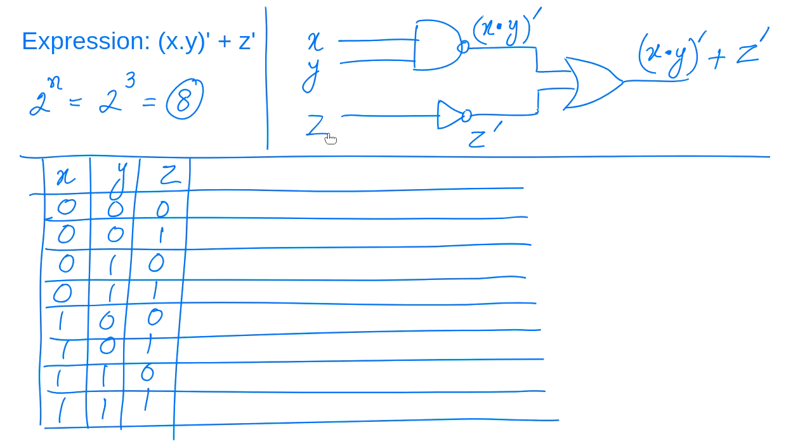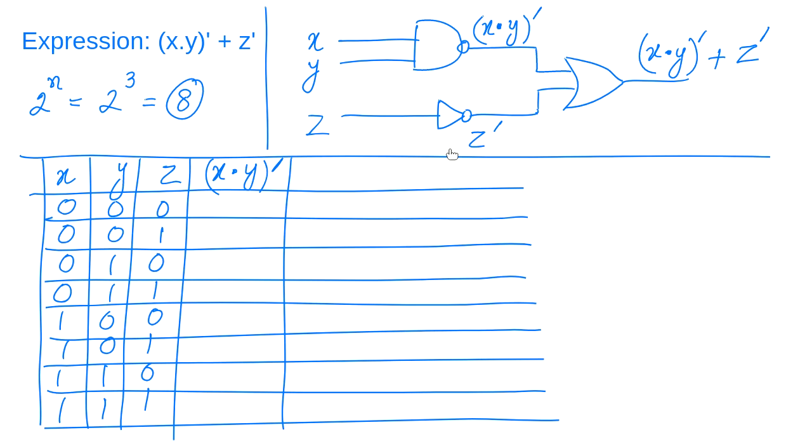Okay, now we will not write the final column, but we will first break it up. The first output is from this NAND gate. So I will put x dot y inverse here. I will make one column for this, and we will see what output will come here.